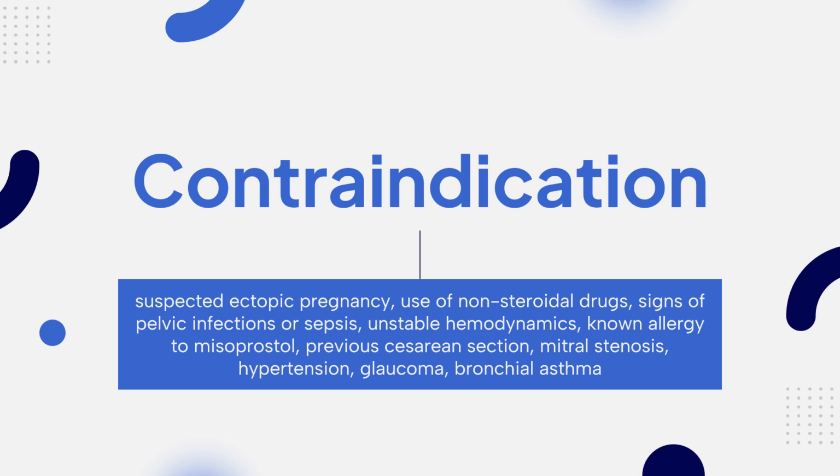Contraindications. It is recommended that medical treatment for missed abortion with misoprostol should only be considered in people without the following contraindications: suspected ectopic pregnancy, use of nonsteroidal drugs, signs of pelvic infections or sepsis, unstable hemodynamics, known allergy to misoprostol, previous cesarean section, mitral stenosis, hypertension, glaucoma, bronchial asthma, and remote areas without a hospital nearby.